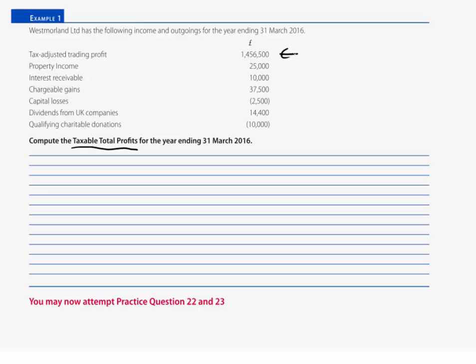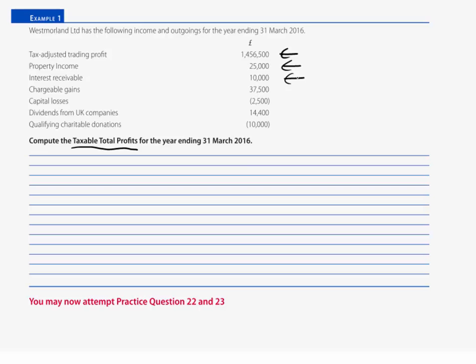Tax adjusted trading profit, 1,456,500. What we then also include, as well as trading income, is property income. There is our property income, pick up the 25,000 included. We've then got interest receivable at 10,000. Watch out for that one. If there had been interest payable on non-trading loans, that would have reduced that £10,000.